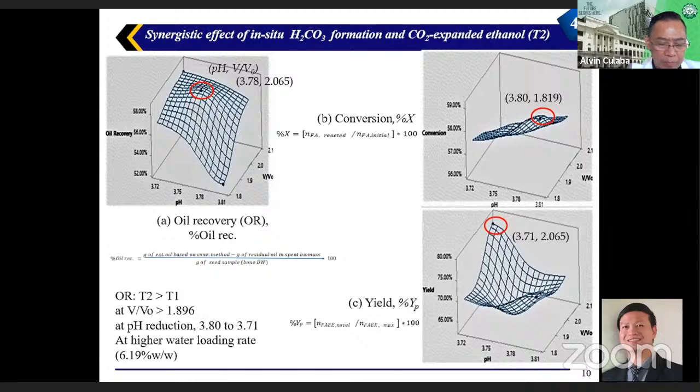Based on experiments, an increase of oil recovery was recorded at the higher volume expansion of 1.896 when using treatment 2 as compared to treatment 1. A further increase in the amount of hydronium ion via pH lowering from 3.8 to 3.71, and the increase of water loading from 0.7% by weight to 6.19% by weight, led to a higher recovery of oil and yield.